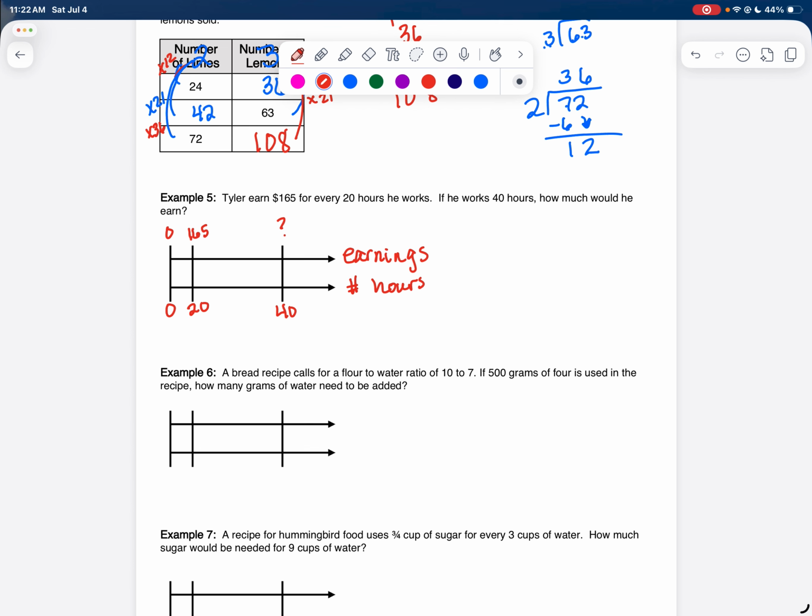So all we have to do is figure out what we scaled by. So to get from 20 to 40, hopefully you can see that you had to scale that by 2. So if I scaled the bottom number line by 2, I must scale the top number line by 2. So 165 times 2, 12, 13, 1. That would give us $330. That's what he earns for 40 hours.